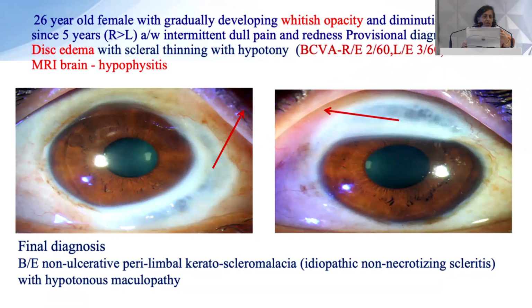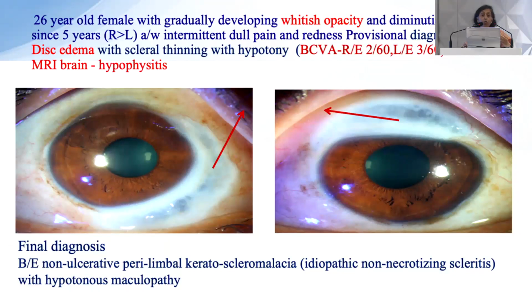There was a suspicion that it could be papilledema, so they had done a routine brain scan and that had shown hypophysitis. On investigation, no clear-cut systemic disease was identified, so it was felt to be a non-ulcerative perilimbal keratoscleromalacia. All the investigations, including microbiology, were negative. So it was believed to be an idiopathic non-necrotizing scleritis with hypotony maculopathy.